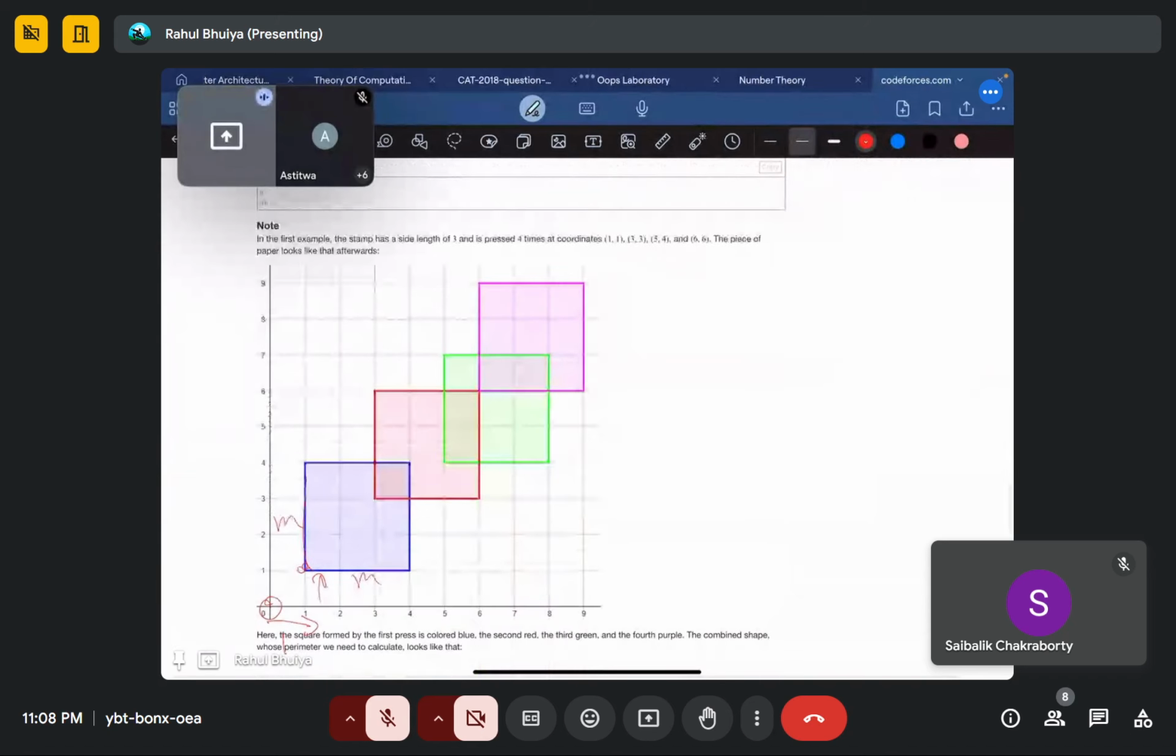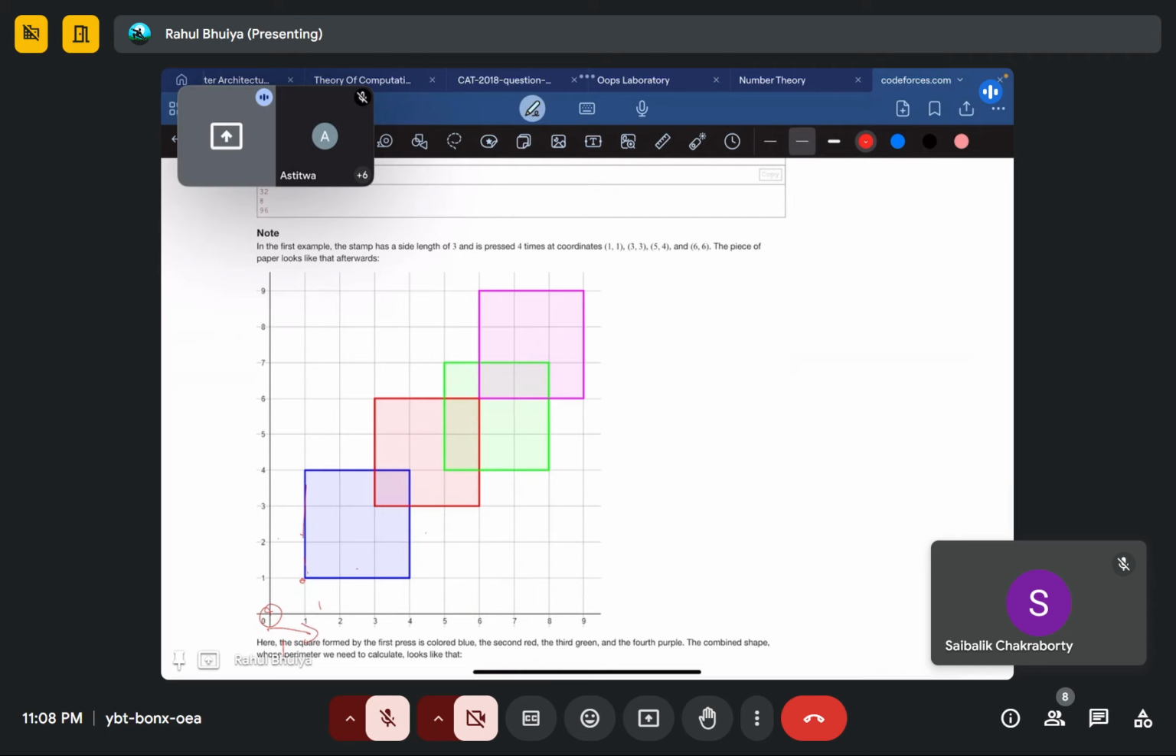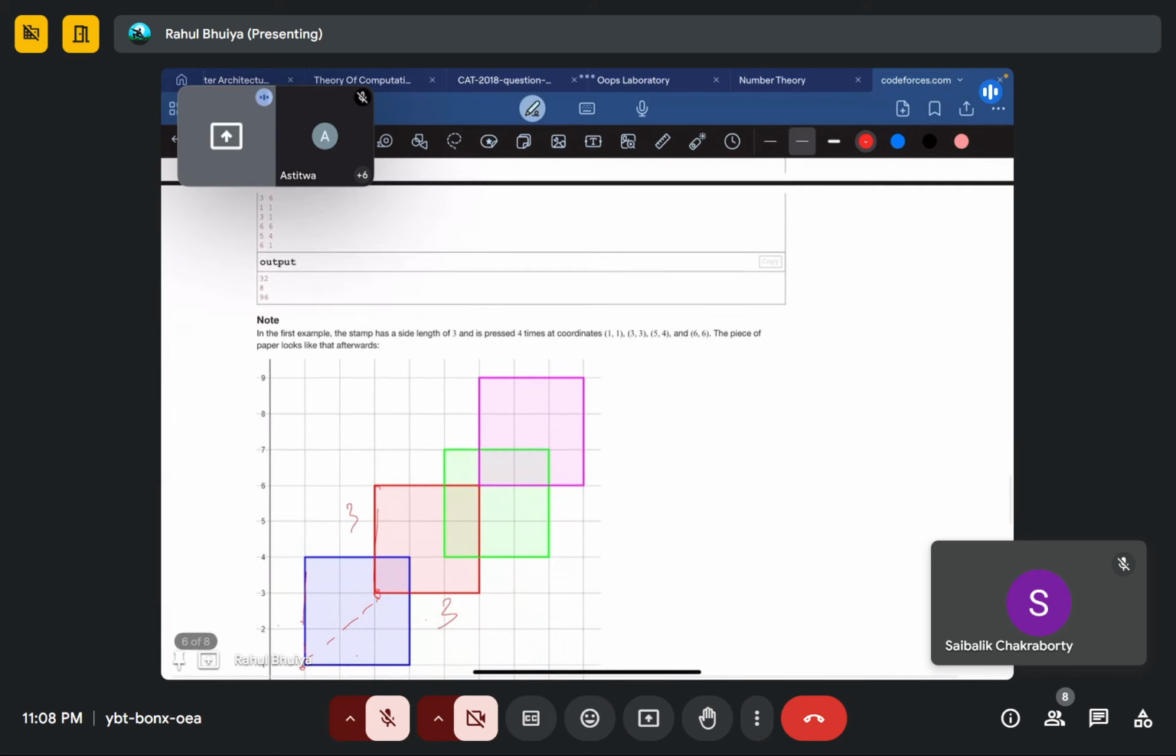So it is 3, meaning 4 minus 1 is 3. Then again we are moving by 2 blocks, from here to here. Then again he is putting the stamp of 3 cross 3. Then again he is going here. He is moving by 2 here and 1 here, so he will reach here. Then again he is putting a stamp of 3 cross 3.